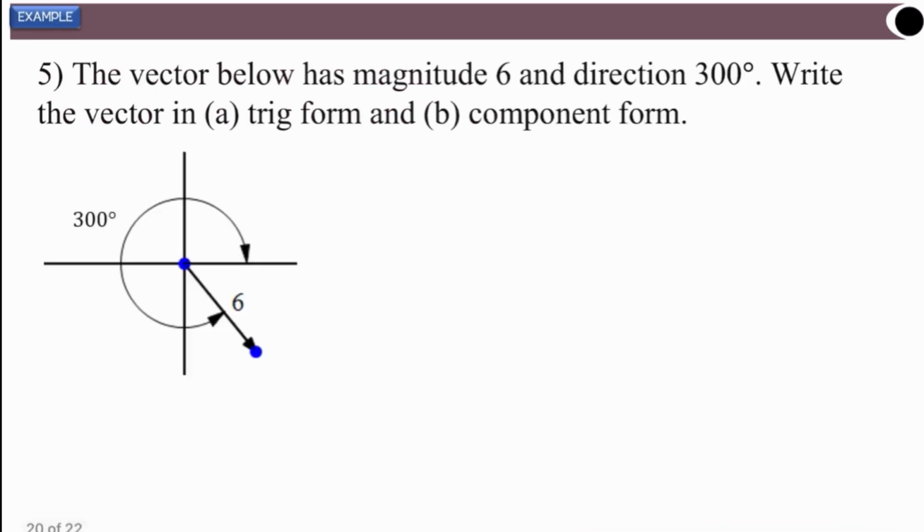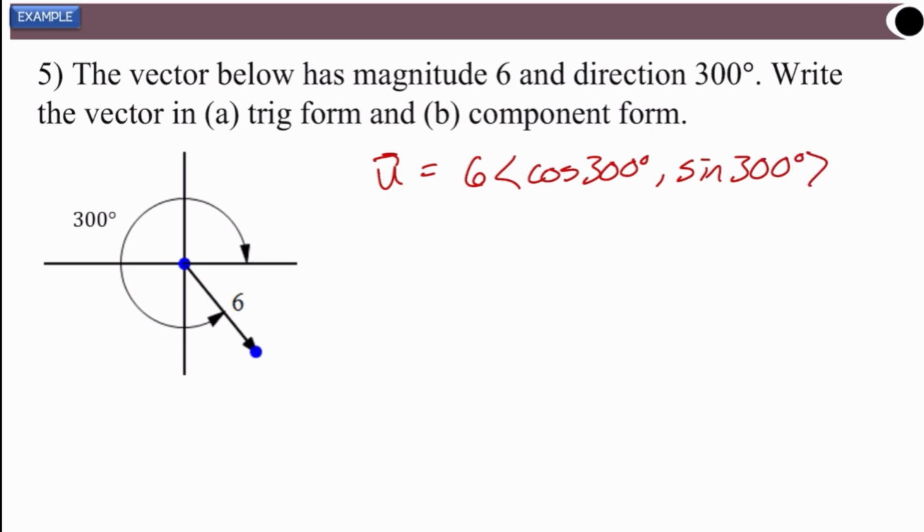All right, number 5. For this vector, we're given the magnitude is 6 and the direction is 300 degrees. We're going to write the vector in trig form, and then we're going to convert it over to component form. So we just talked about the trig form. Let's give our vector a name. We can call it u, and that's just going to be the magnitude of 6 times, pointy bracket, cosine of 300 degrees, comma, sine of 300 degrees. And that's it. That's the trig form.